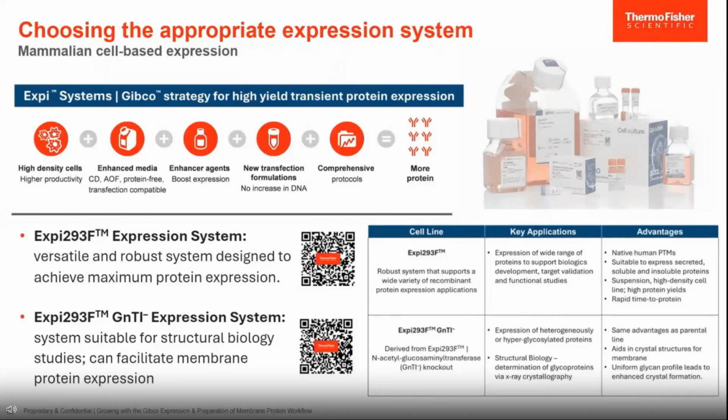The kit format also really helps simplify the workflow by removing the need to optimize different media and reagents. The cell system is versatile in that it is capable of transiently expressing a variety of proteins, including membrane proteins.